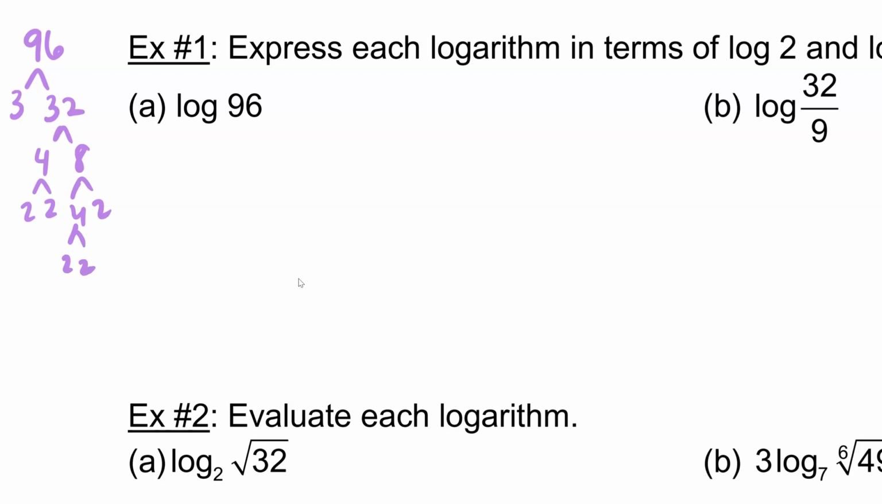So I can literally write log 96 as log of 3 times 2 to the 5th power. Right, because 3 times 2 times 2 times 2 times 2 times 2 is 96.